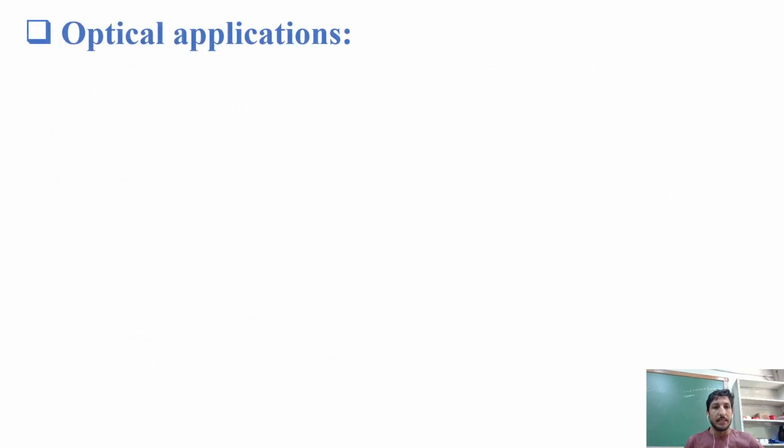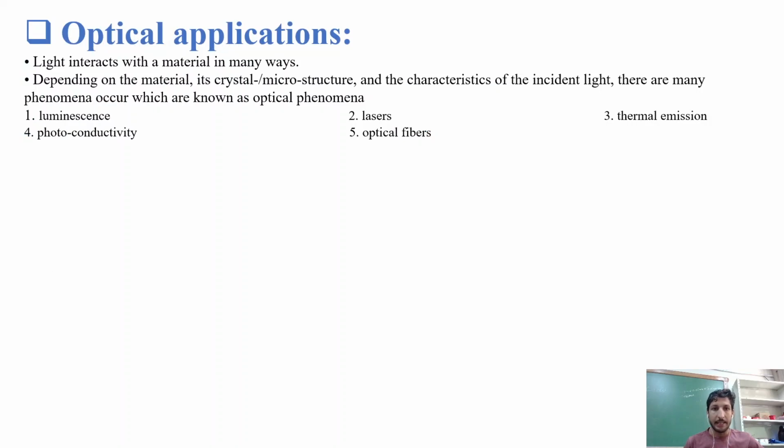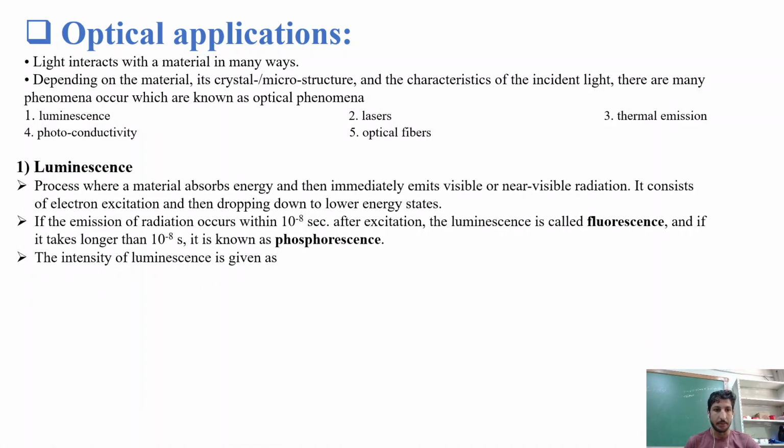Now we have the optical application, which is really important in the light and matter interaction. Light interacts with the material in many ways. The first one is luminescence, the second one is lasers, the third one is thermal emission, the fourth one is photoconductivity, and the fifth one is optical fiber. So the first one is luminescence.